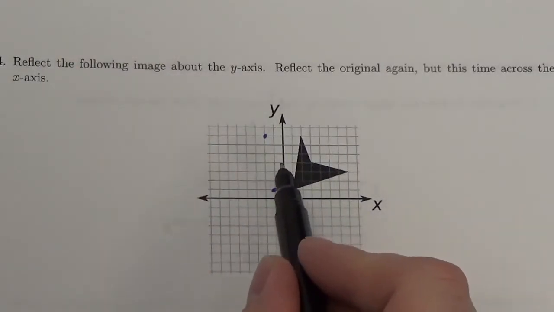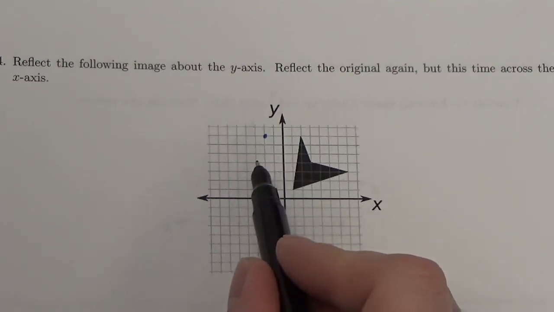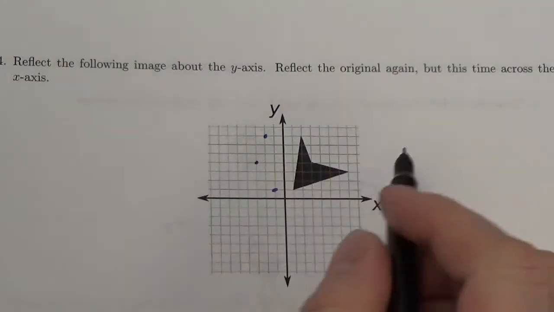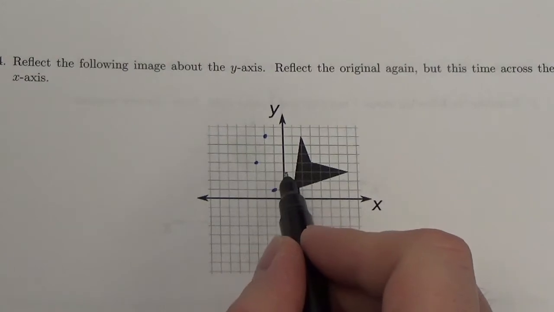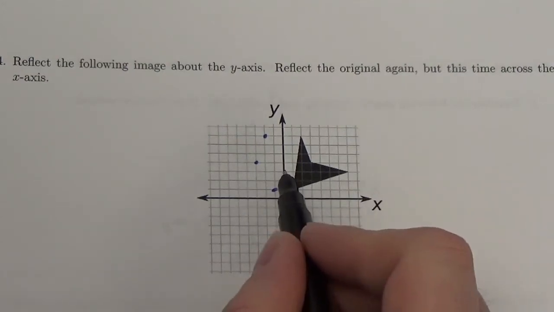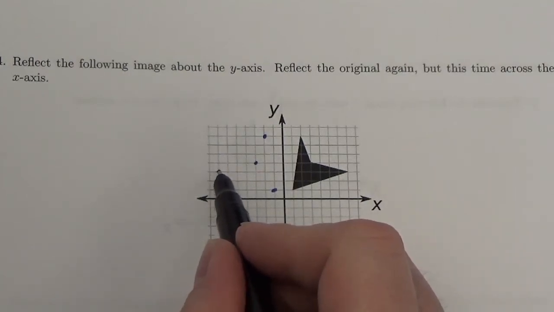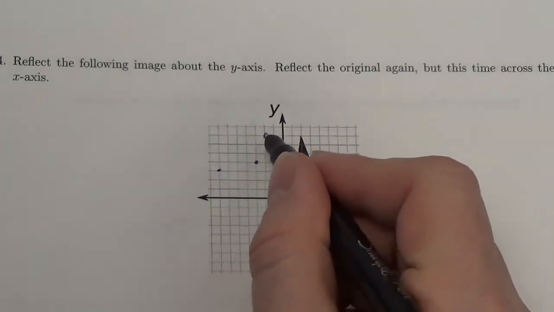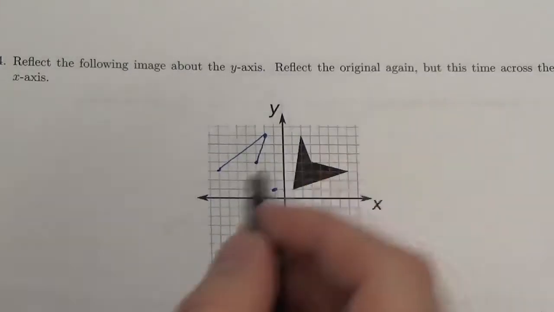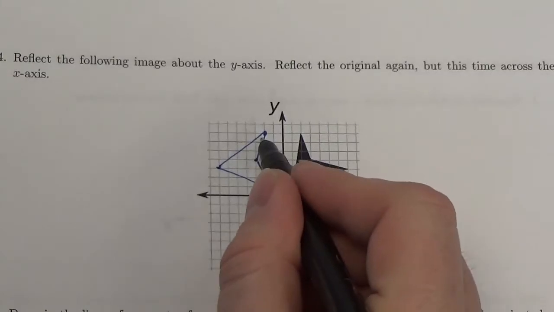This point right here is 1, 2, 3 units to the right, so we're going to go 1, 2, 3 units to the left. And then this point here along this line is 1, 2, 3, 4, 5, 6, 7 to the right. So 1, 2, 3, 4, 5, 6, 7 to the left. So now we're just going to connect the dots. Okay, and there we go.